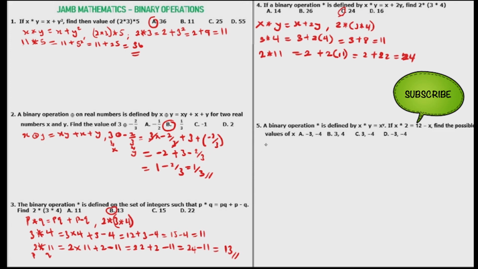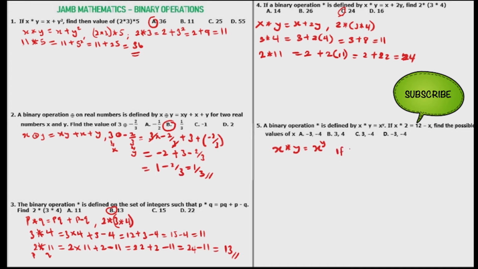And the last question here says that a binary operation is defined by X asterisk y equal to X raised to power y.